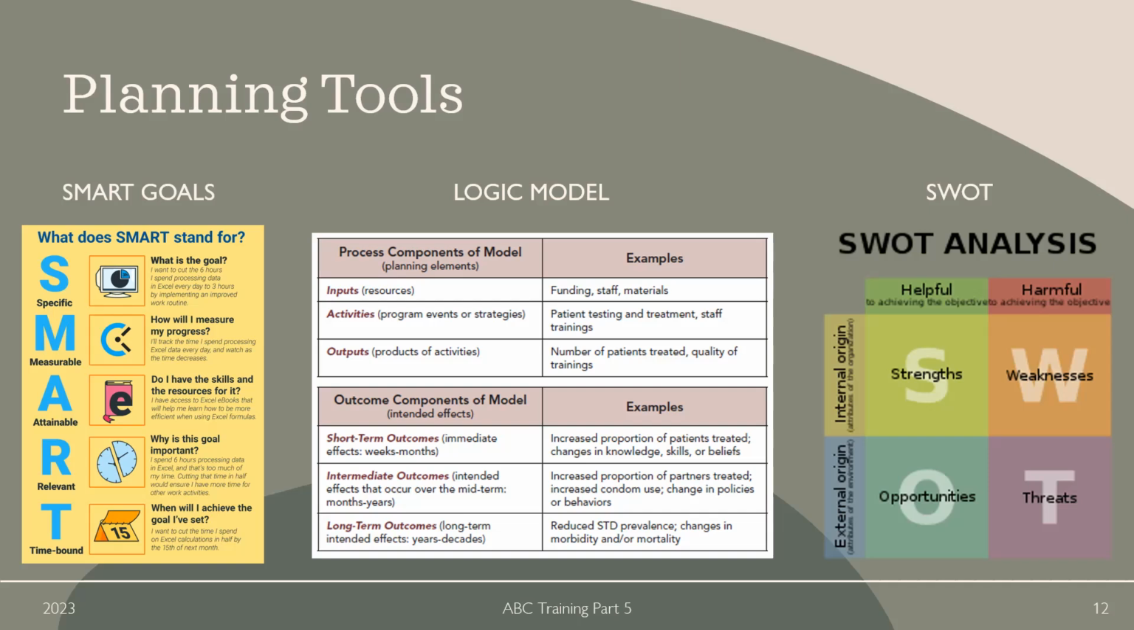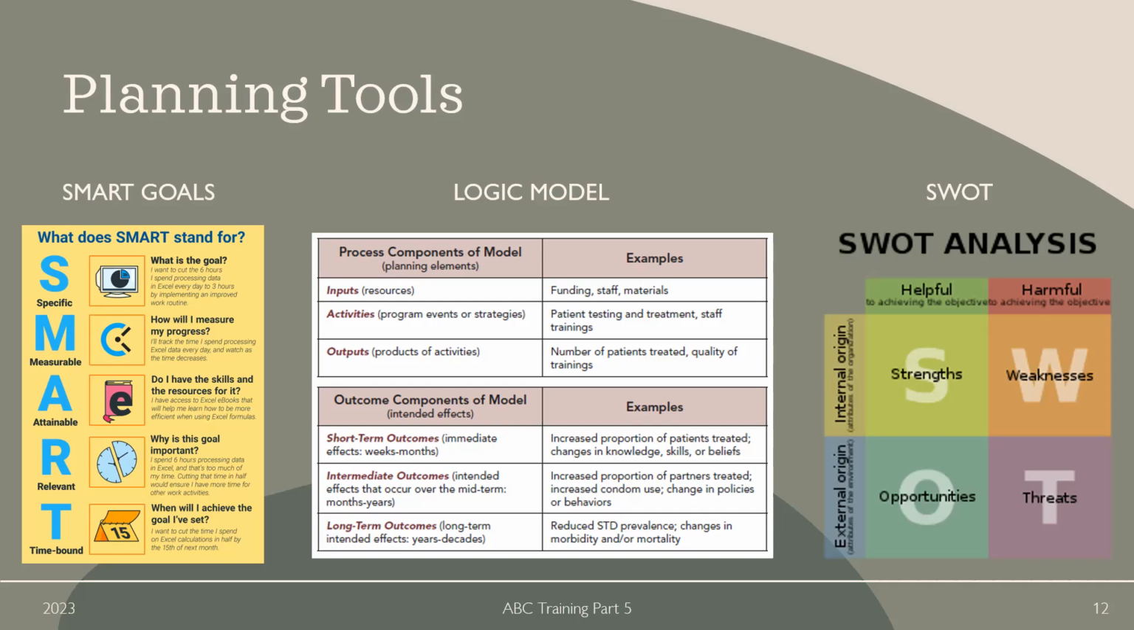In the logic model, inputs are resources, right? I mentioned you might want to list out your resources. This is one way that you can do it, by using the logic model. Activities are the specific events and strategies that you're going to use. Outputs are the product of the activities.